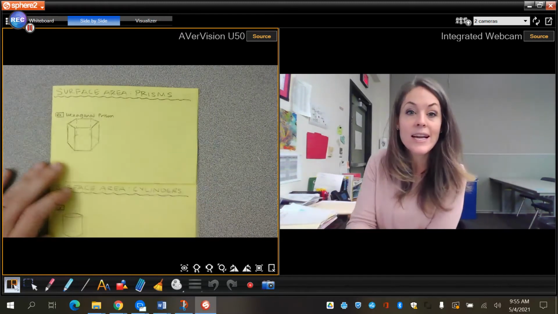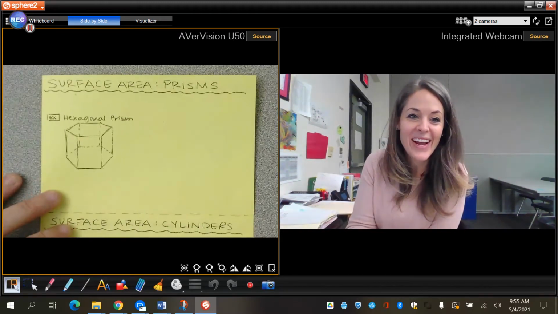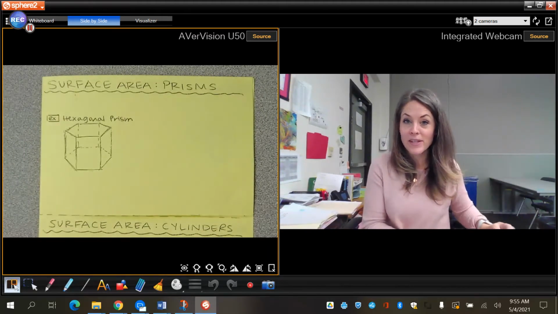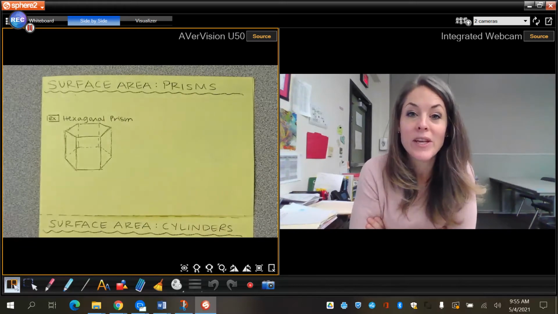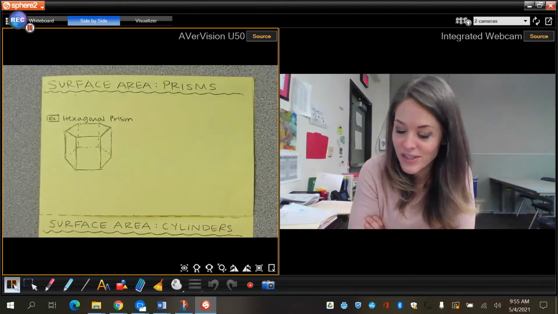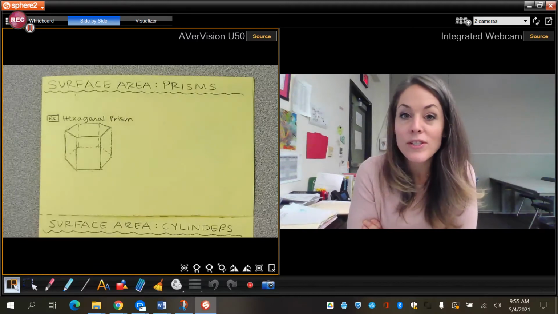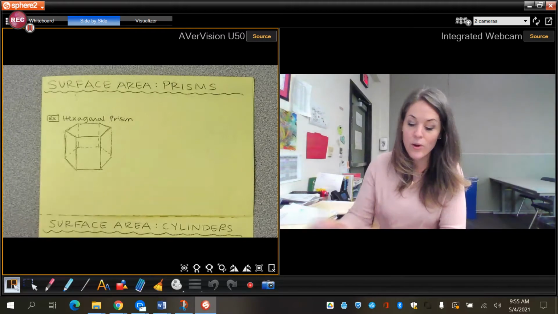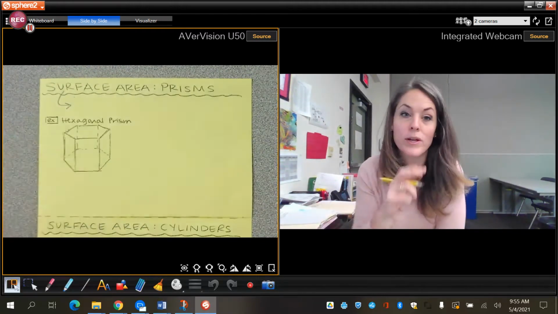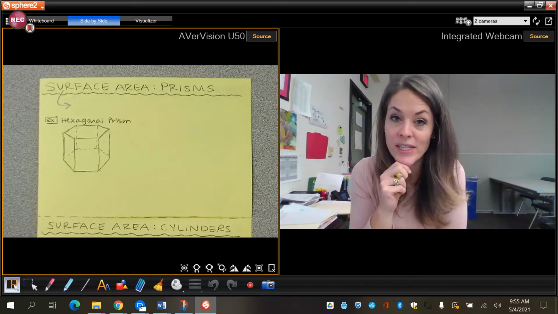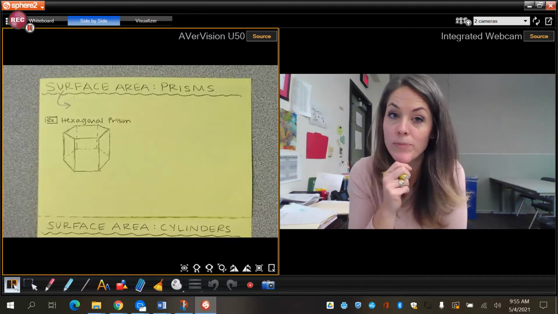Set that aside. All right, so we're going to focus on the prism first. I think the prism is a little bit harder, so we can talk about that and then use what we learned to help us apply it to cylinders. Okay, so there are 2 different ways you can think about surface area. I'm going to talk through it using both ways so that you can see the difference and pick which one works best for you.